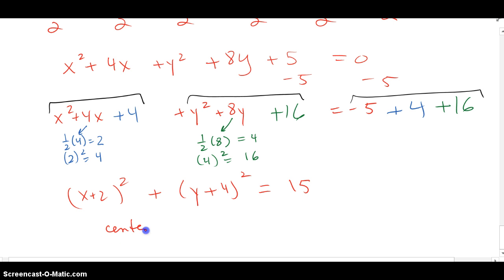So our center is (-2, -4), pulled out of these guys, and our radius is the square root of 15, or approximately 3.87.